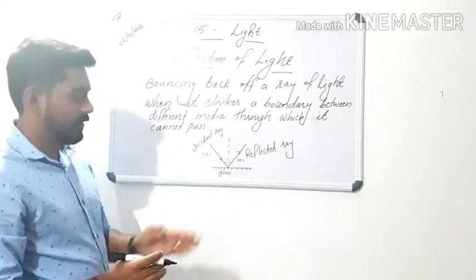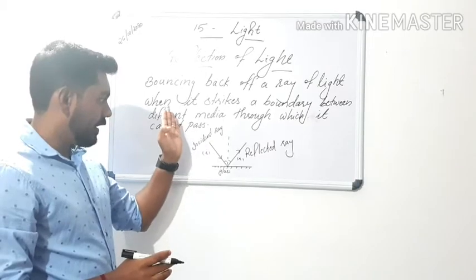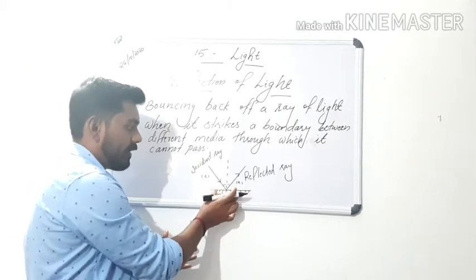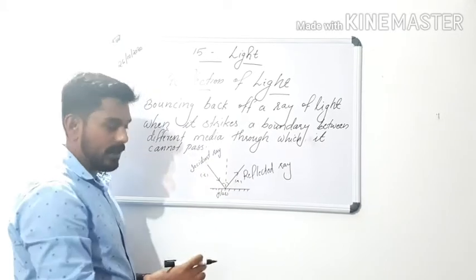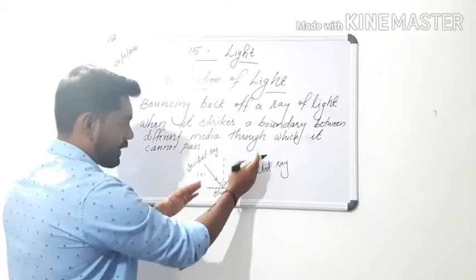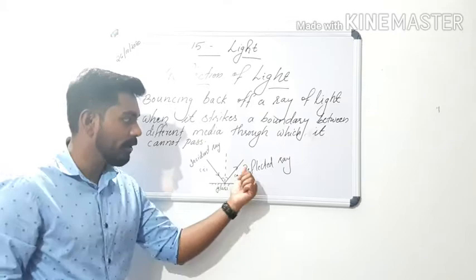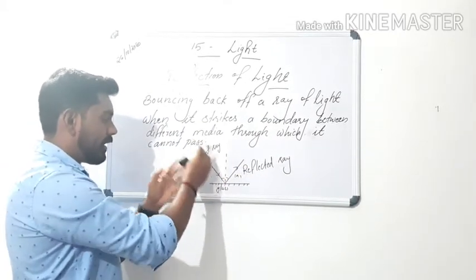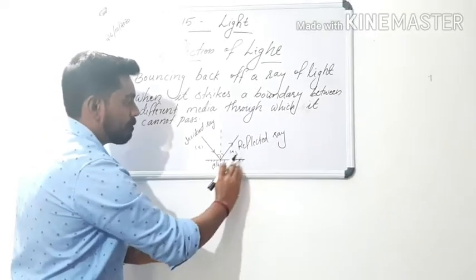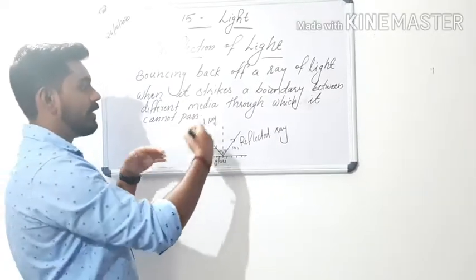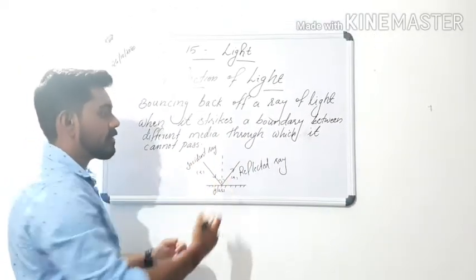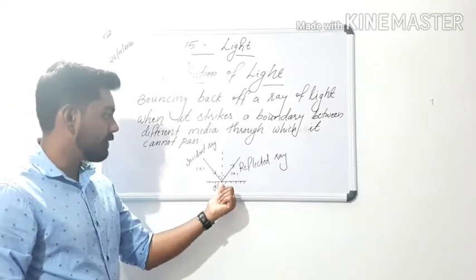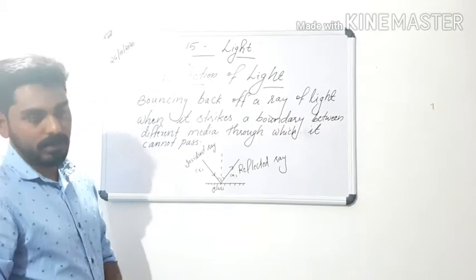When the light strikes the surface and is reflected back, this is called reflection of light. The ray incident on or striking the surface is called the incident ray. When it bounces back or is reflected back, that ray is called the reflected ray. So these are the two rays, the incident ray and the reflected ray.